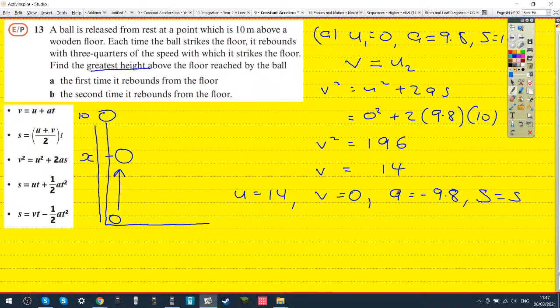So we want to work out the final velocity for this. That'll be the initial velocity to work out the second time it bounces. So we got S is 5.625. A is 9.8. And initial velocity is 0.